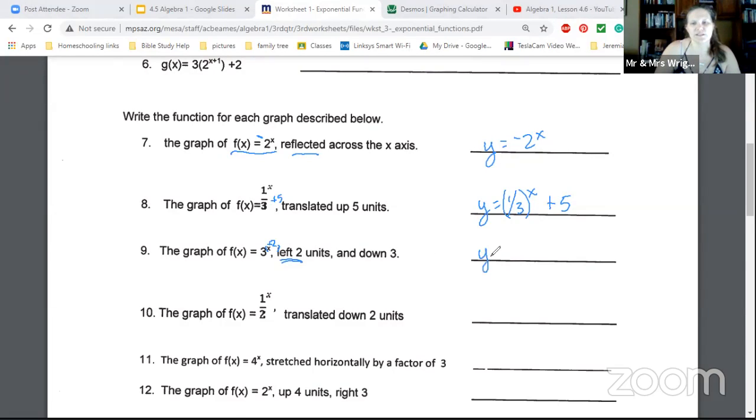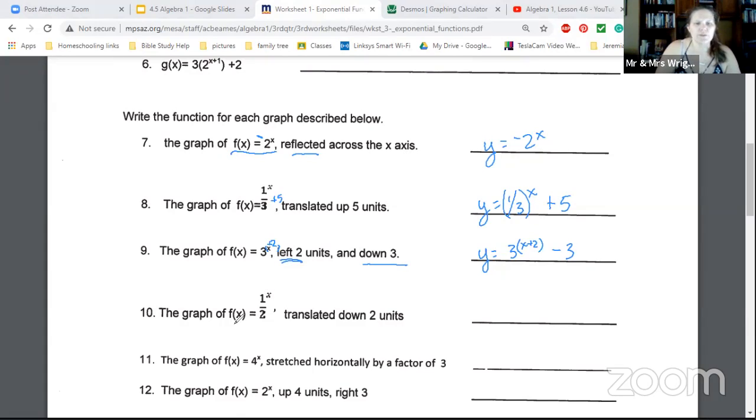So let's look at what this is going to be. I have 3 to the power of x. Then my horizontal shift, I'm adding 2 because a horizontal shift is always the opposite. So the left is a plus. And then down is an outside change here at the end, and it's going to be -3.